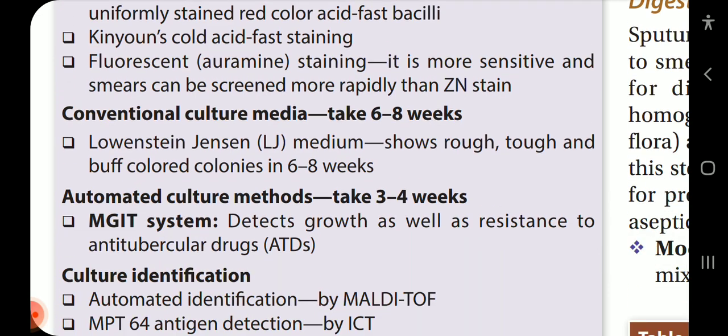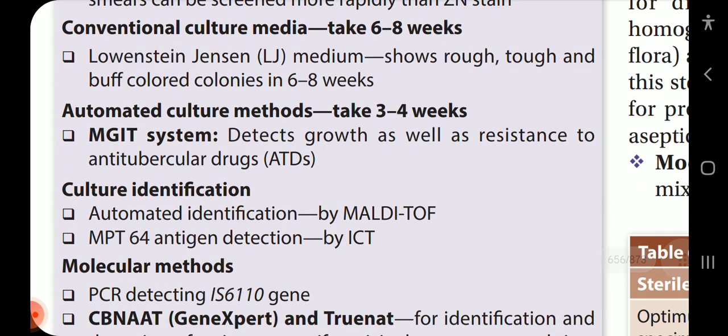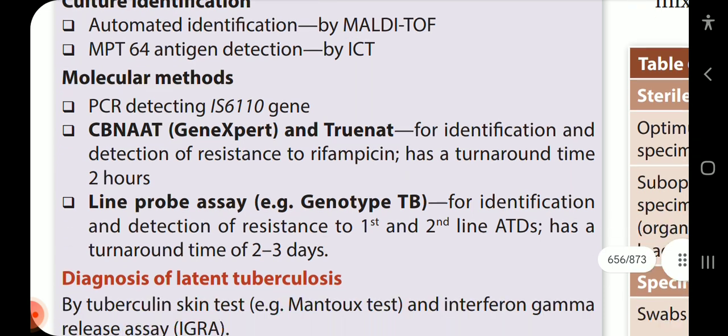Conventional culture media takes 6 to 8 weeks. Lowenstein Jensen medium shows rough, tough, and buff colored colonies in 6 to 8 weeks. Automated culture methods take 3 to 4 weeks. MGIT system detects growth as well as the resistance to anti-tubercular drugs (ATDs). Culture identification: automated identification by MALDI-TOF and MPT64 antigen detection by ICT.